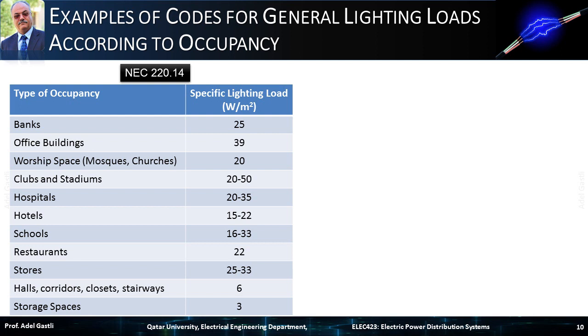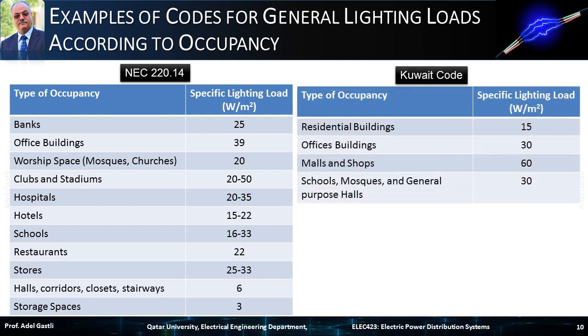This is because some types of occupancies have different categories of buildings, such as clubs, stadiums, hospitals, hotels, schools, and stores. This table shows another example, that is the Kuwait code for lighting. Notice that each code has different classifications of the types of occupancy.